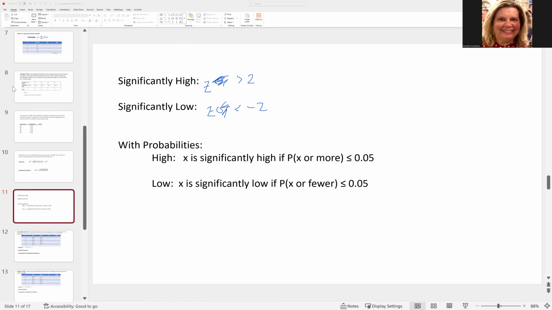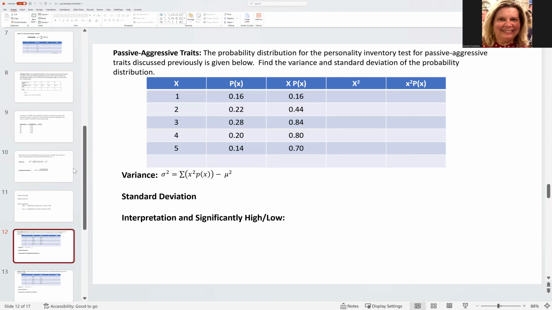There is also a way to deal with it with probabilities, and that is more or less than 5%. So if you're in the bottom 5%, you're considered significantly low. If you're in the top 5%, you're considered significantly high, which would be like the 95th percentile. Okay, so let's take a look at actually some of the examples that we have already seen. So this is a kind of revisiting the whole idea of the passive aggressive traits that we had seen before.